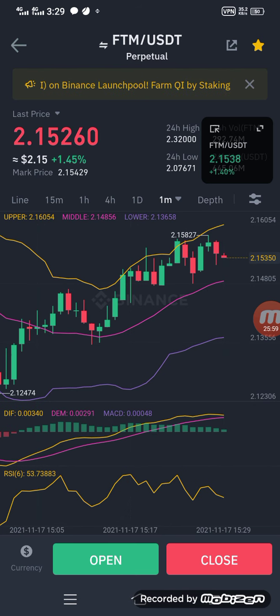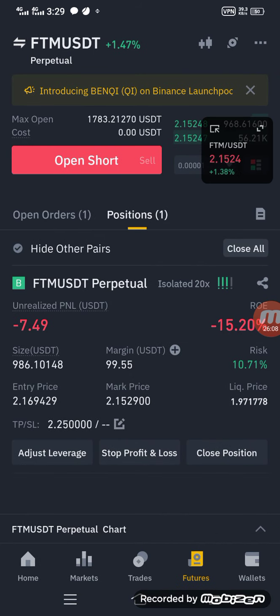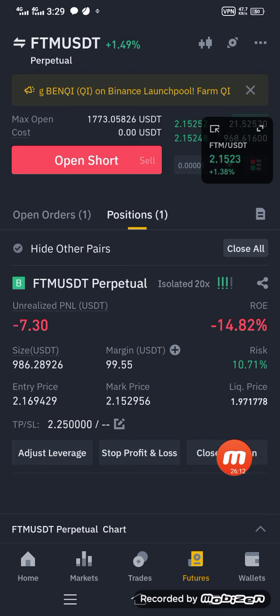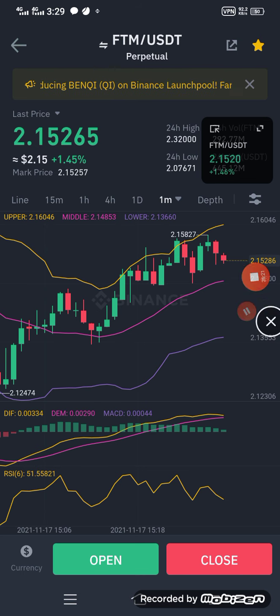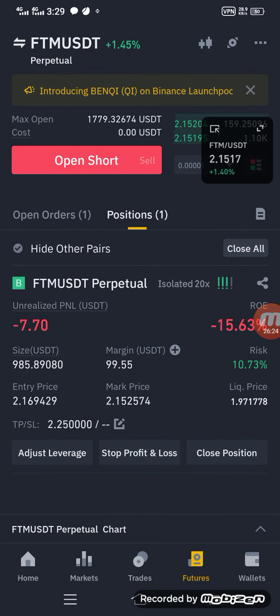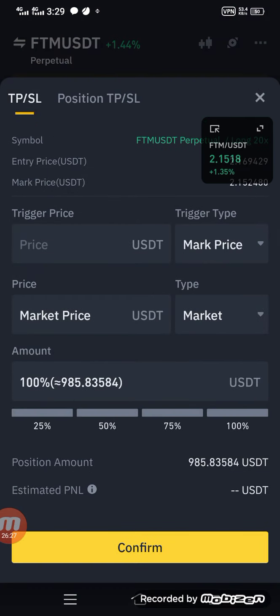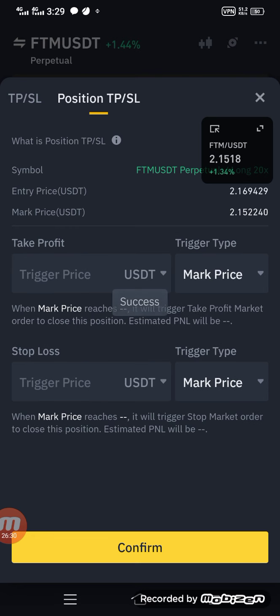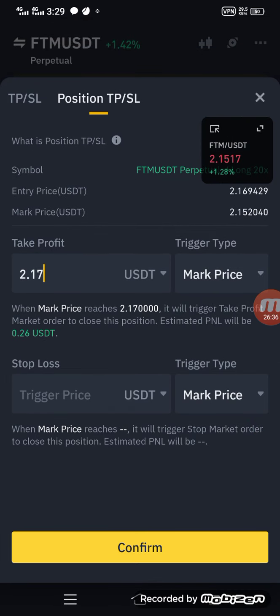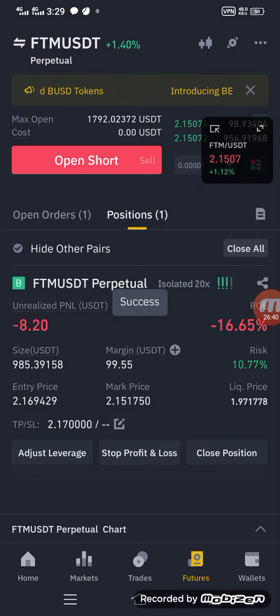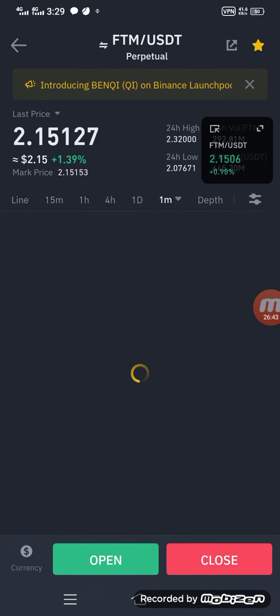Every person who invests big money has a big loss, and everyone who invests their time and a little money earns much. Look at this, I'm in depression waiting to close the position, because nothing is happening here. Now I am going to set the stop and profit and position income here. Wait, put it here, 2.17. So the trade will be closed once it reaches this point.